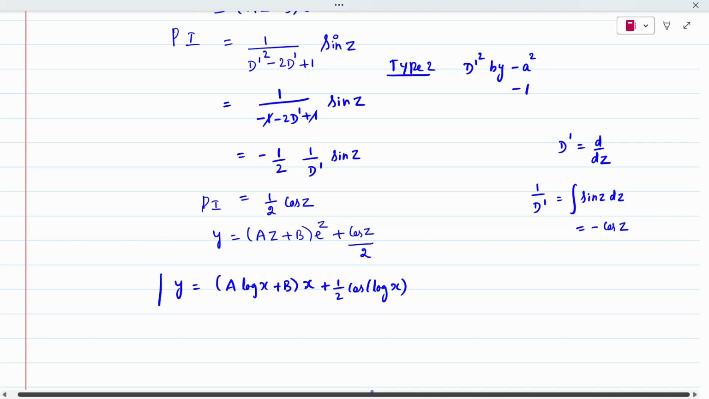Check throughout the equation, it is in terms of x. Yes, it is in terms of x. So solution completed. Thank you.